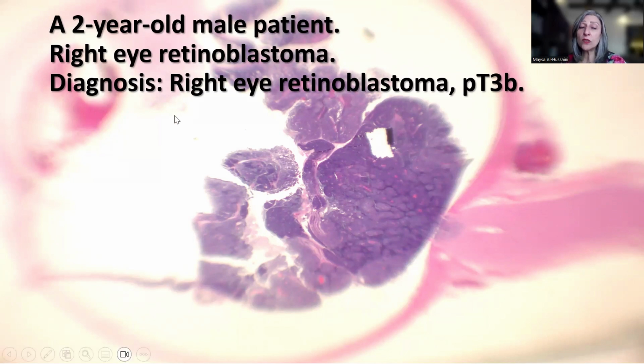So the final diagnosis in this case is right eye retinoblastoma, stage pT3b, since there is involvement of the optic nerve beyond the lamina cribrosa. Remember that invasion of the optic nerve is one of the high risk features that should be assessed meticulously whenever we report a case of retinoblastoma. The other features are the choroidal invasion, as well as the anterior globe structures invasion, including the ciliary body, for example, or the anterior chamber.